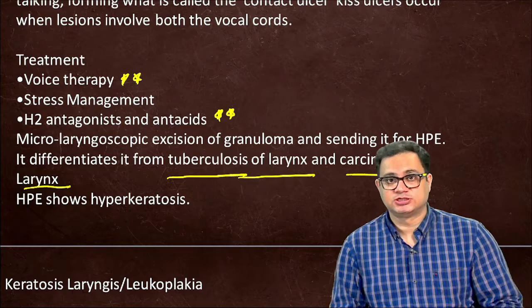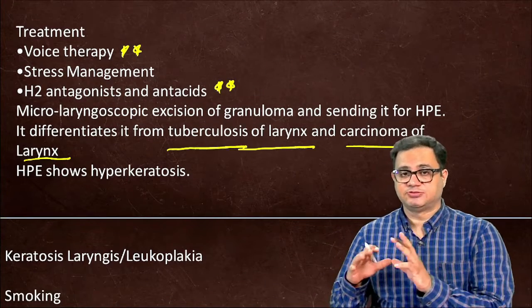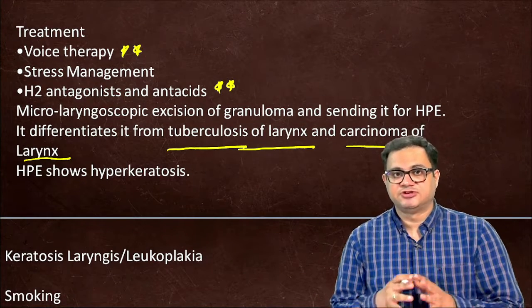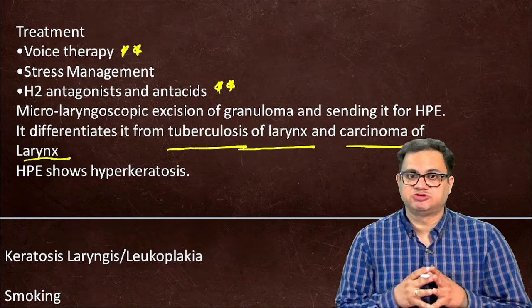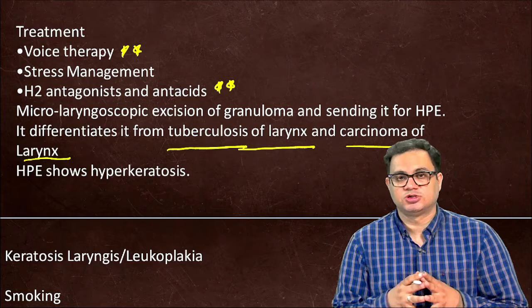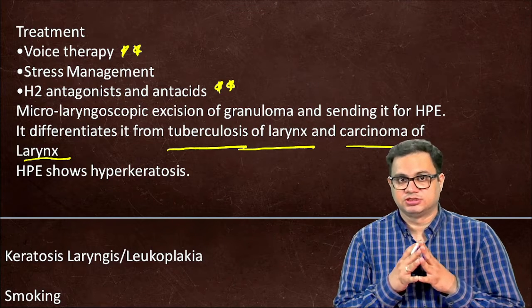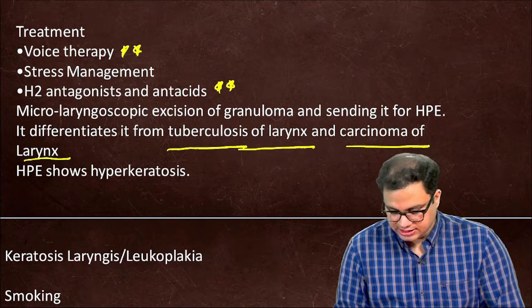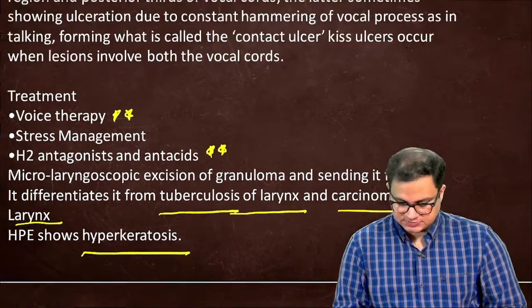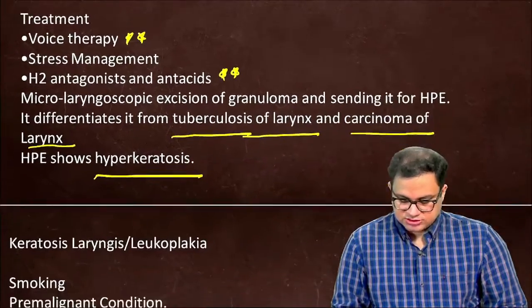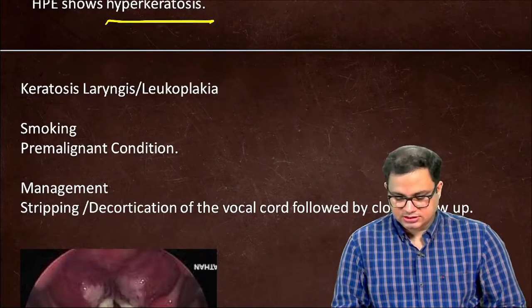So the histopathological examination basically differentiates that it is not a carcinoma which we are seeing, and it is not the TB which we are seeing. On histopathological evaluation, you will see in the report that it is only a hyperkeratosis, it is not a malignancy. So this was about the contact granuloma.